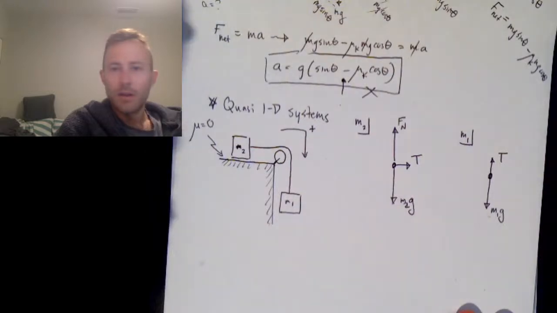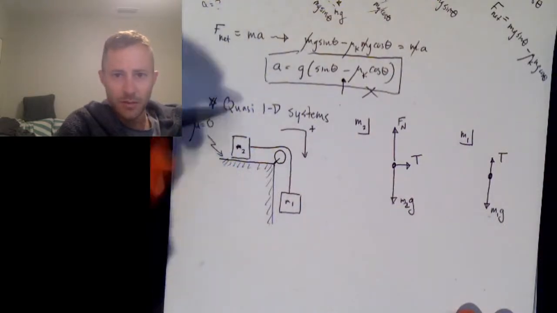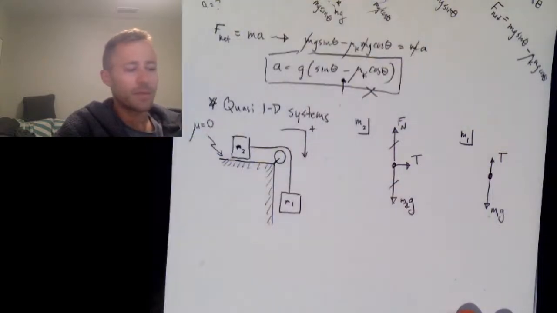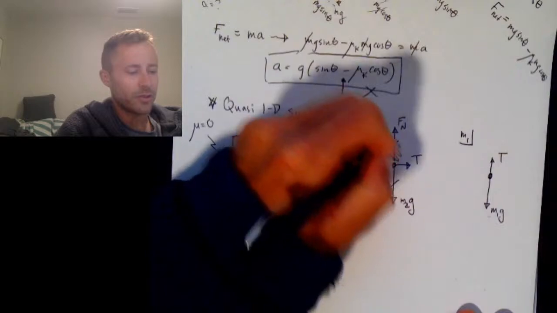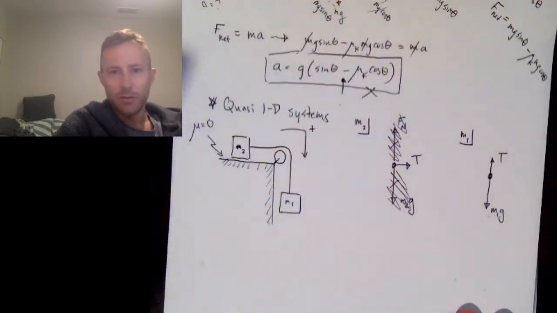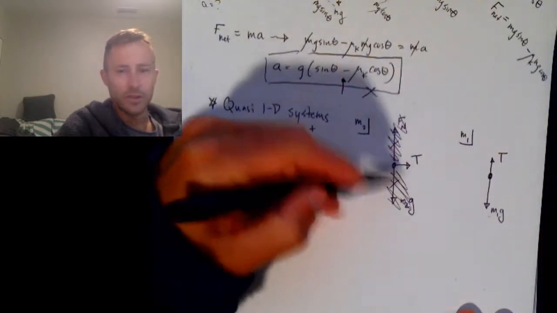Okay? Now, because the M2 is not accelerating up and down, these two forces are equal and opposite. And so as a result, they just completely cancel each other out. And so we can just kind of ignore those. So for all intents and purposes, M2 has only tension acting on it.